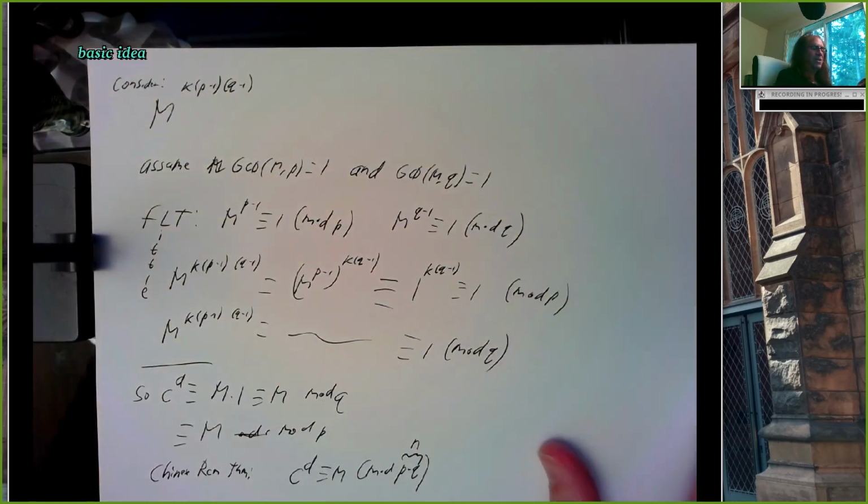All right, so what's the basic idea here? Think about a ladder.